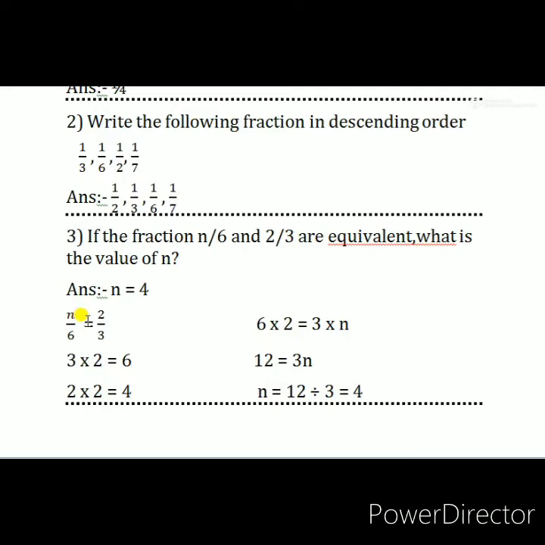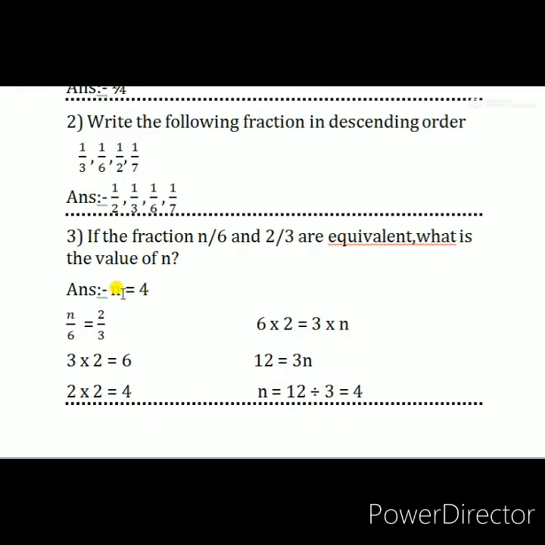As we multiplied 3 by 2, here also 2 we have to multiply by 2. That means 2 multiplied by 2 is 4. So what is the value of n? n equals 4. So you can check whether these two fractions are equivalent.